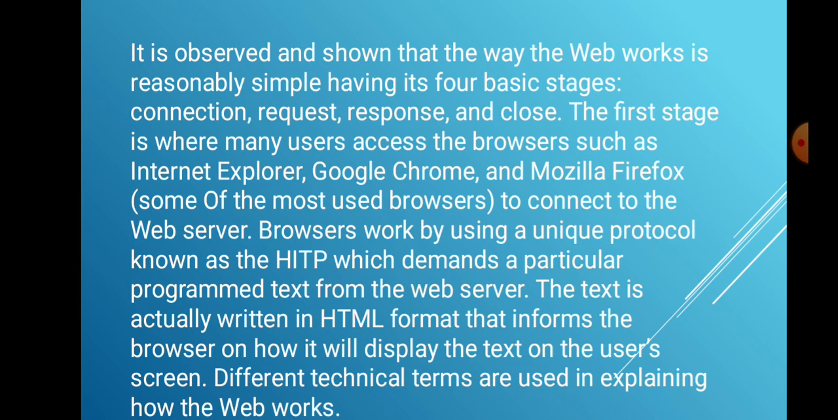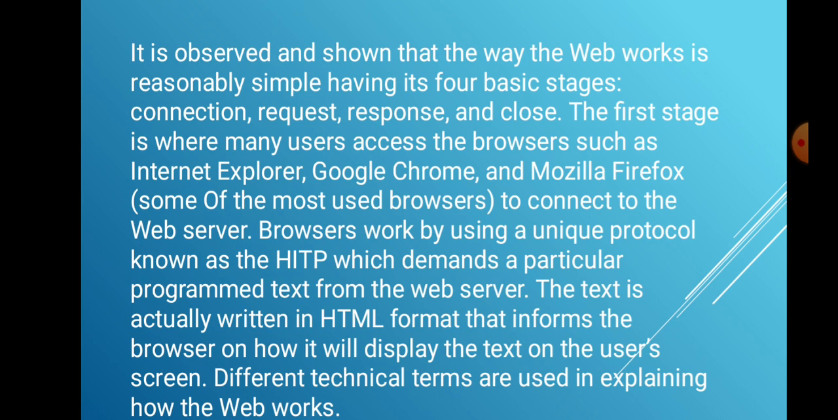It is observed that the way the web works is reasonably simple, having four basic stages: connection, request, response, and close. The first stage is where many users access the browser, such as Internet Explorer, Google Chrome, and Mozilla Firefox, some of the most used browsers to connect to the web server. Browsers work by using a unique protocol known as HTTP, which demands particular program text from the web server. The text is actually written in HTML format that informs the browser on how it will display the text on the user's screen.